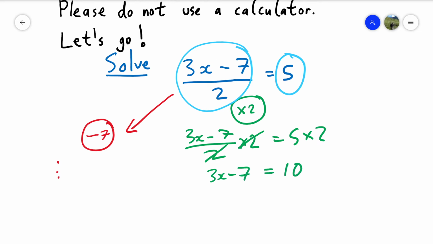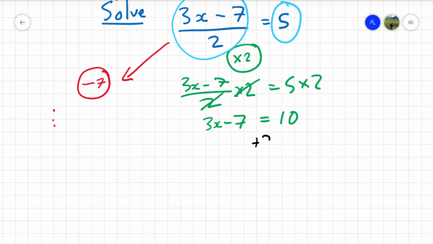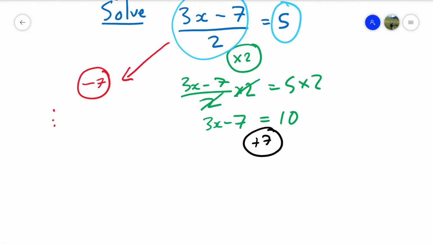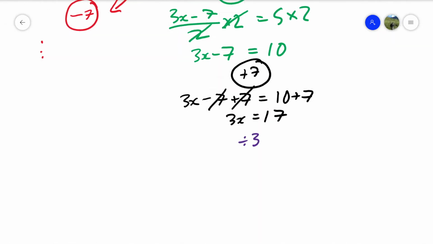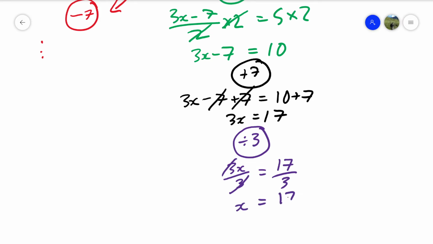What should we do next? I think let's add 7. That gives us 3x. We'll do it once to each side because it's plus or minus. They cancel, so we get 3x equals 17. Going to divide by 3, which we do once to each thing, which in this case is once to each side because there is only one thing on each side. Oh look, they cancel, which means you end up with x equals 17 over 3.